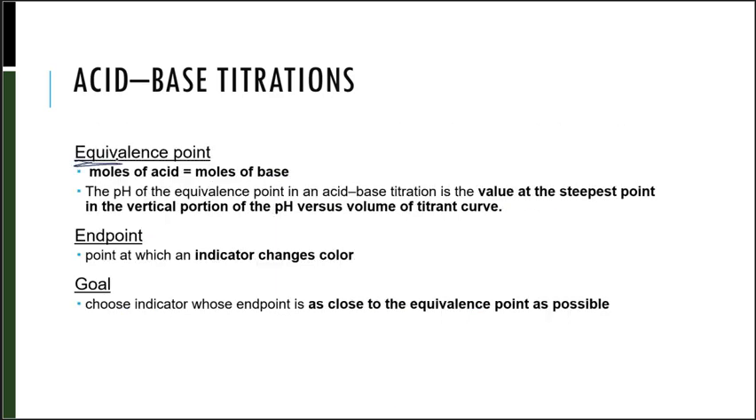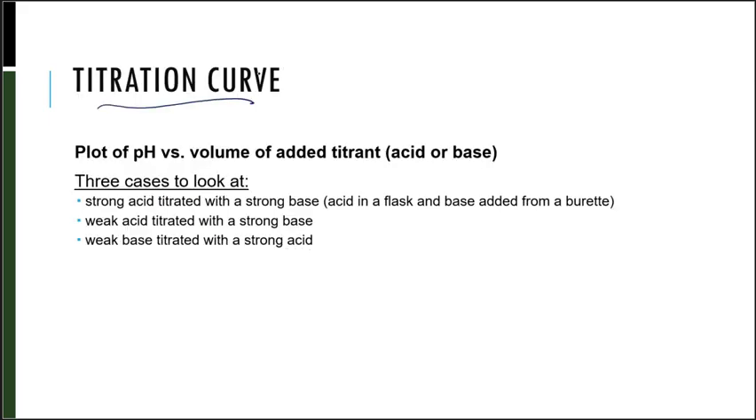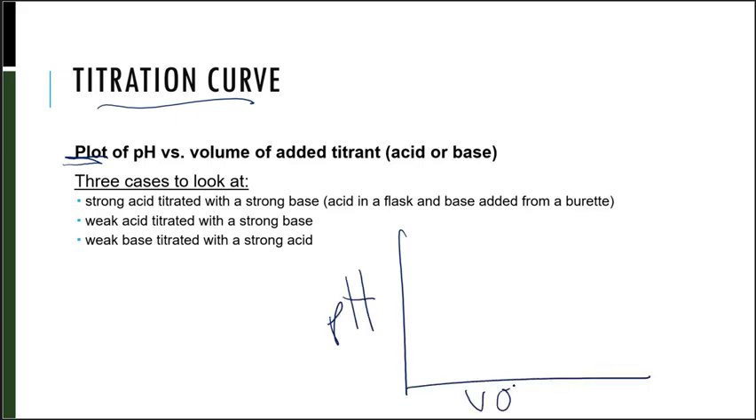Some more important points at the equivalence point are moles of acid will equal the moles of base. The pH of the equivalence point is the value at the steepest point in the vertical portion of the pH versus volume titrant curve. The end point is the point at which the indicator changes color, and our goal is to choose an indicator whose endpoint is as close to the equivalence point as possible. Our titration curve is when we plot the pH versus the volume of added titrant, and that could be our acid or our base. Typically this is in milliliters.